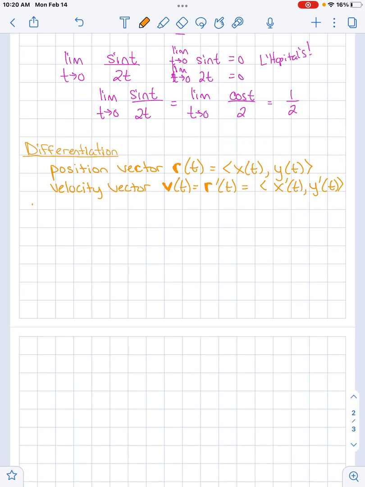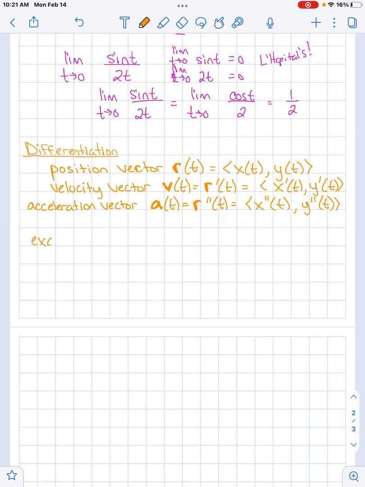Now if we look at the acceleration vector, you could probably figure out where this is going to go. The acceleration vector, a of t, is the second derivative of r. So that's the second derivative of the x component, the second derivative of the y component. Let's do an example of this, and then we'll start using all of this information in some applications.